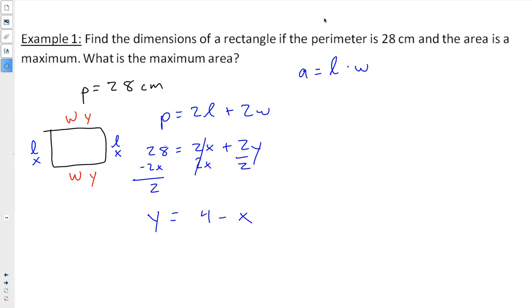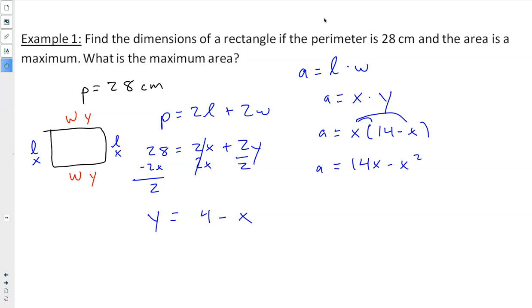Okay, so let's jump to our area formula. So area is equal to length times width. Area is equal to length, which is my x, times width, which is my y. And we have just found that our y is equal to 14 minus x. So let's substitute that into our area formula. So area is equal to x times 14 minus x. And let's go ahead and distribute that x into the bracket. So area is equal to 14x minus x squared.